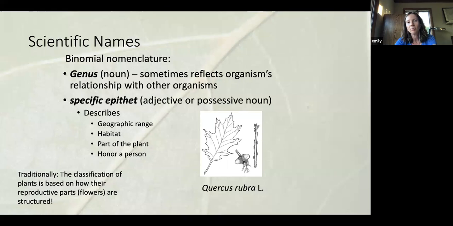And those oaks tend to have something red on them from time to time. And that was named by Linnaeus, that has the L after it. And the writing of that name down there is how you would see it in the literature, and that's actually the full name for the plant.